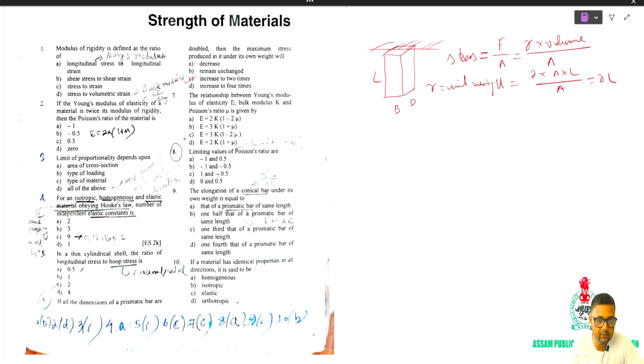This is the standard formula to remember. E is equal to 3K (1 minus 2 mu). Okay. Question number 8. The limiting values of Poisson's ratio. You have to remember -1 to 0.5. Just remember. Question number 9.